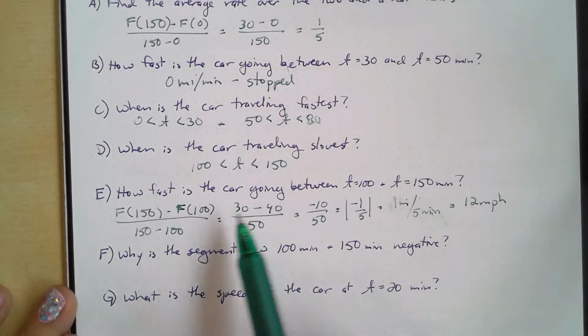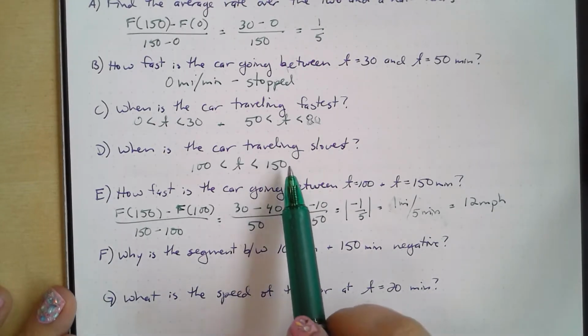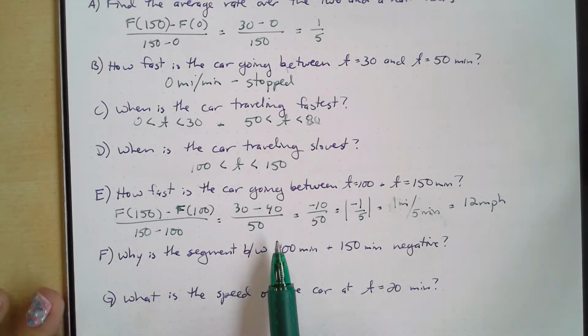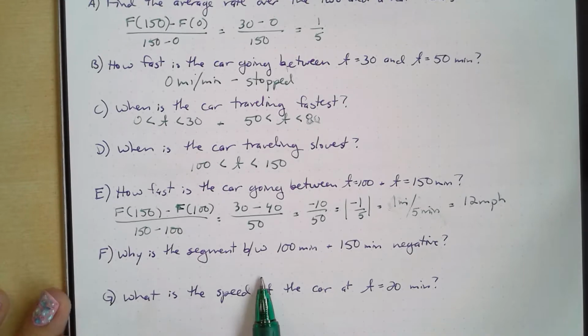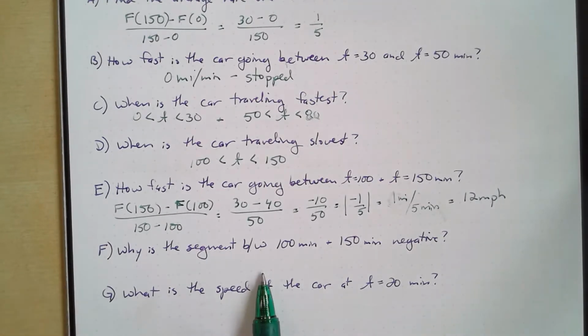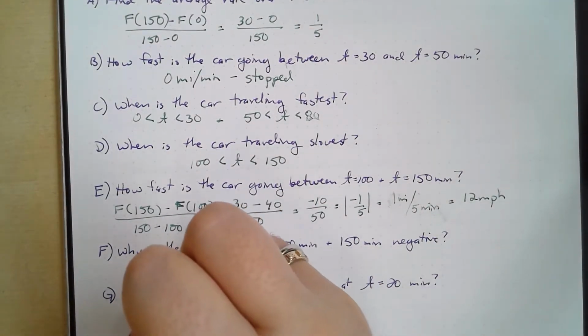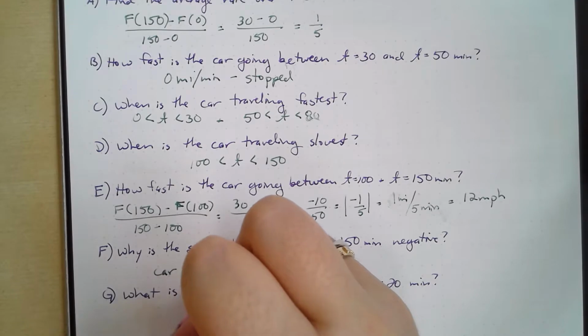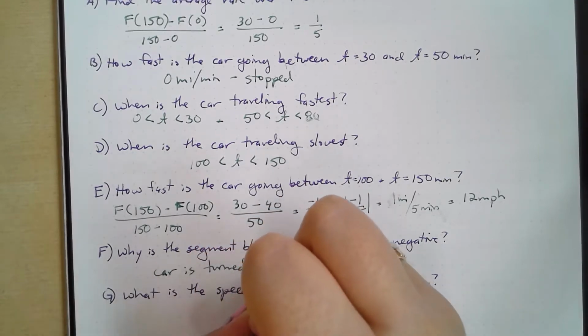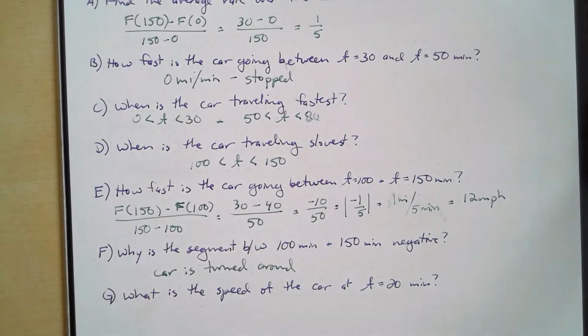When is it traveling slowest? And how fast is the car going? Why is it negative there? Why is it actually negative? Take a moment and think about that. And actually it's going negative because the car is turned around. It's going in the opposite direction, right?